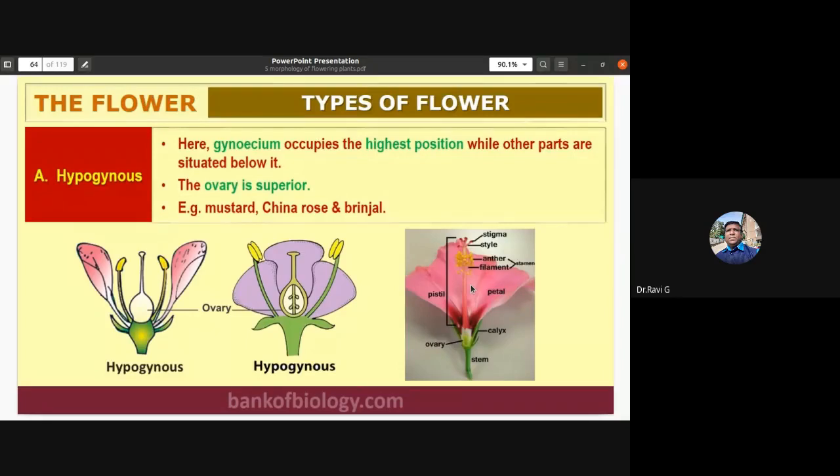The flowers of these are all hypogynous. Mustard, China rose or hibiscus, and brinjal. So these flowers all exhibit hypogynous characteristics. The ovary is occupying the highest position, while the calyx, corolla, and androecium arise from below the gynoecium. Such a flower we call hypogynous. The ovary is superior. Examples are mustard, China rose, and brinjal.